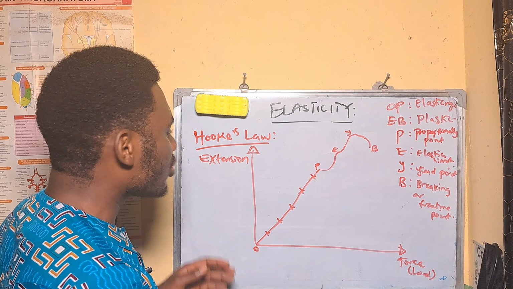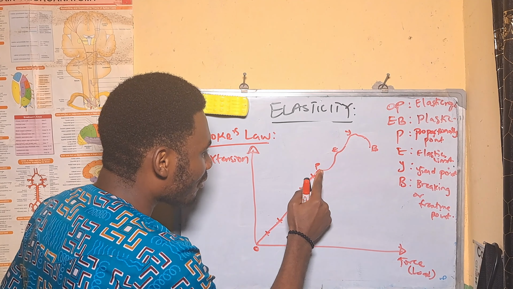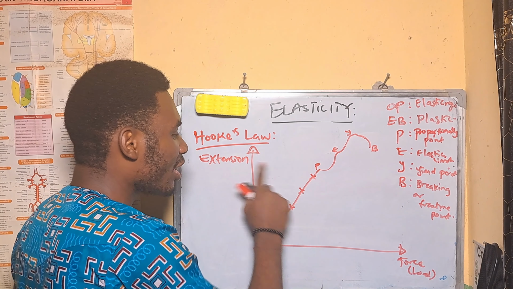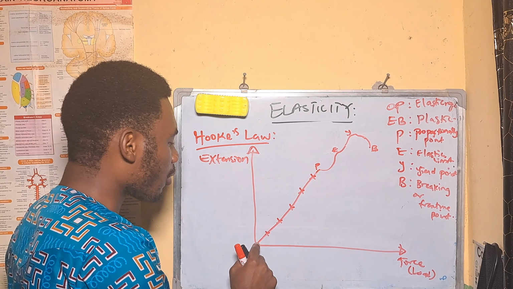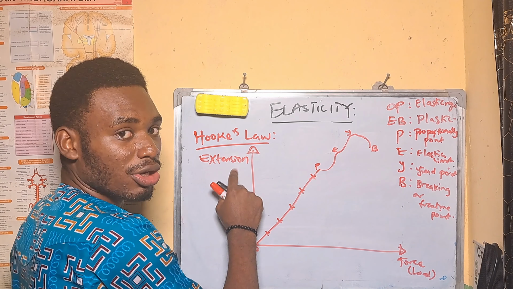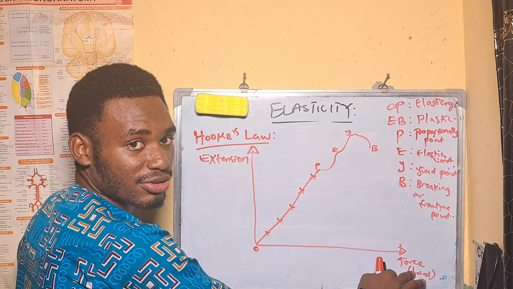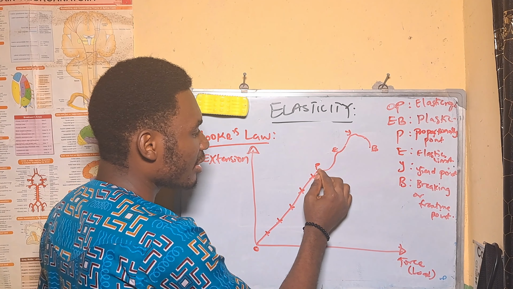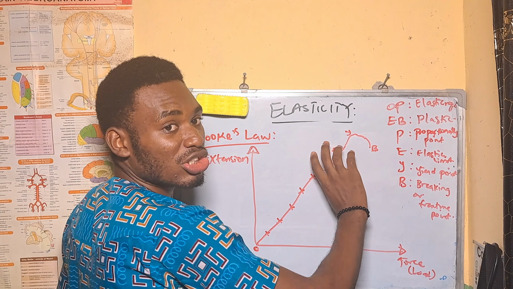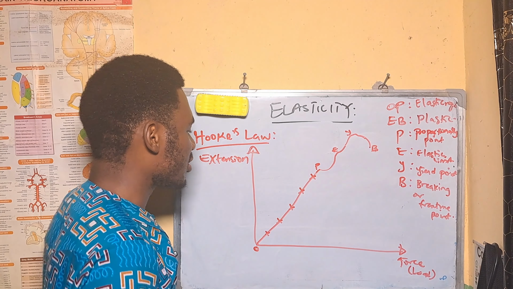Nice. So like I told you before, this particular straight line graph is where the relationship obeys Hooke's law. So from here to here, the extension of that particular elastic material is directly proportional to the applied force. Nice. But once you exceed here, it's no more obeying this particular law.